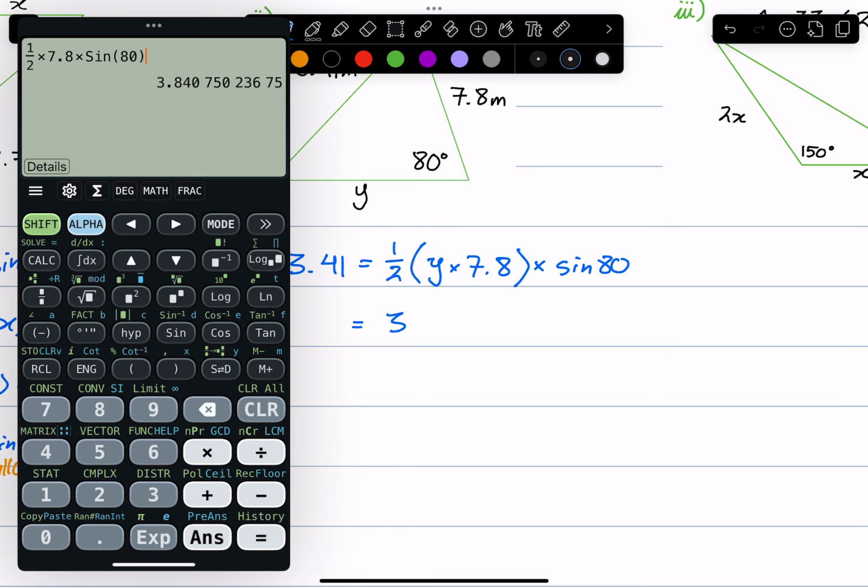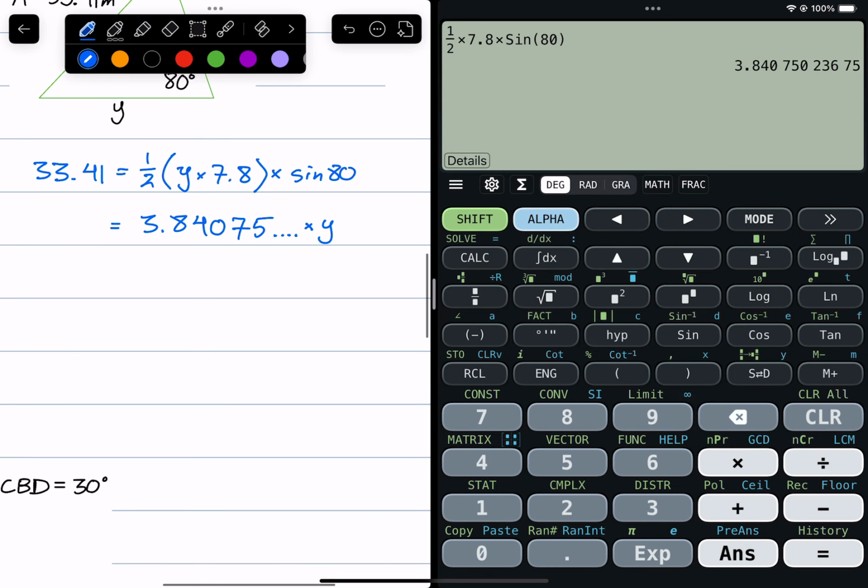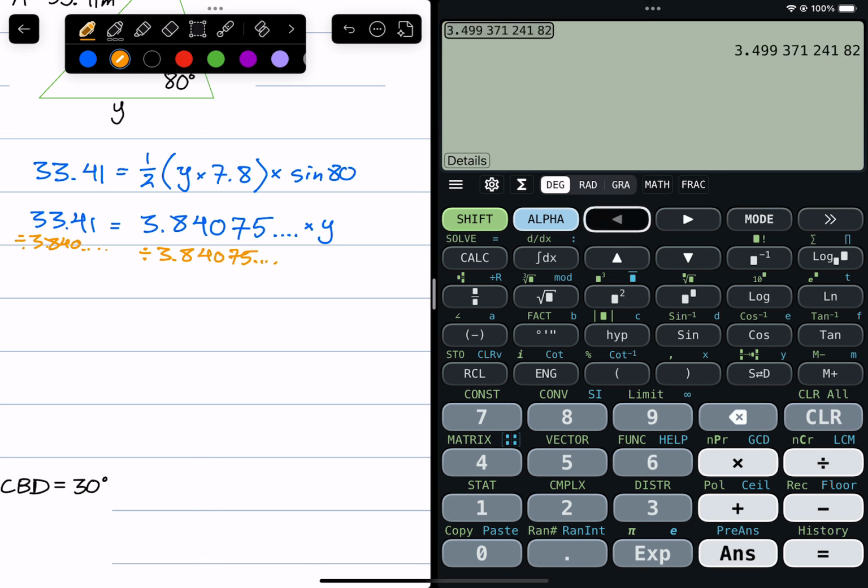3.8407, well, may as well do the 5, so 3.84075, and that is times y. And then it is at this step we're just going to divide out this number. So we're going to divide both sides by 3.84075. That's going to be 33.41 divided by 3.840, etc. Let's clear this, and remember the answer is from the previous one now.